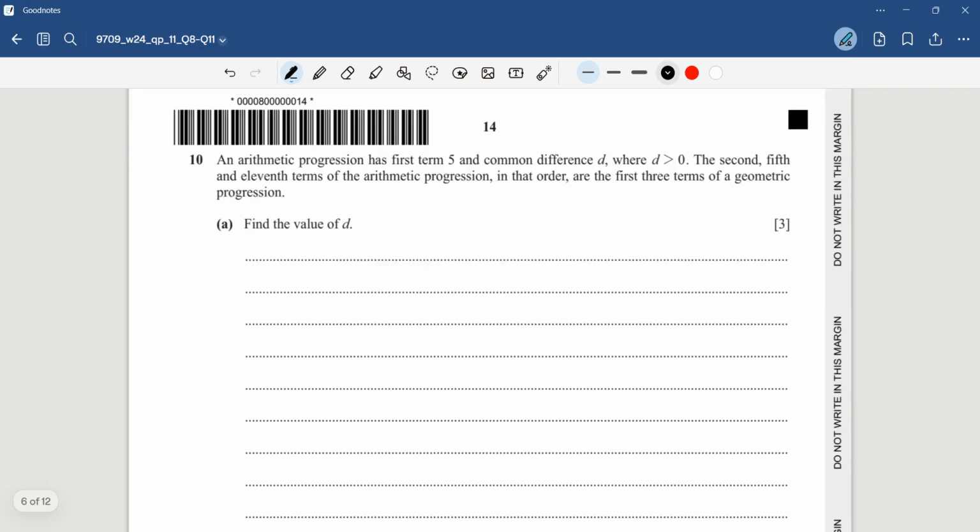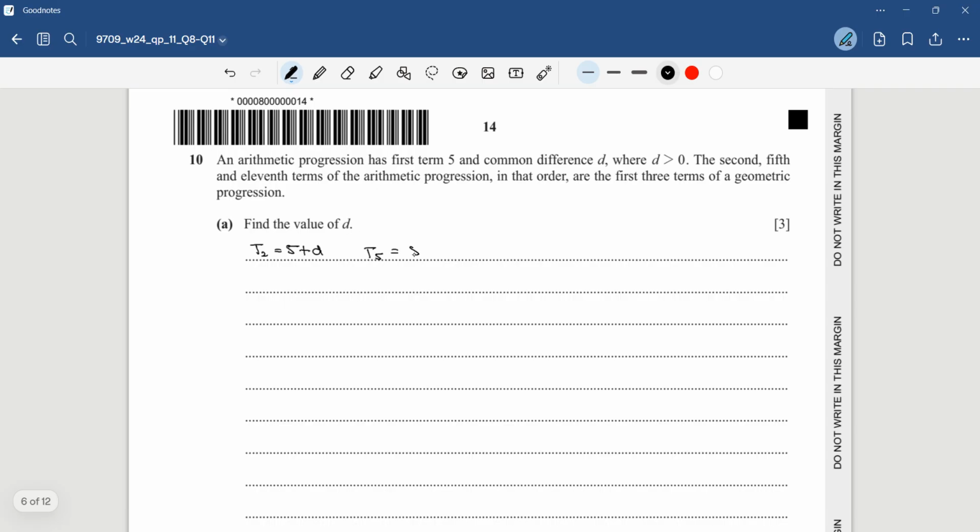Okay. Question number 10. An arithmetic progression has first term a and common difference d. The second, fifth, and 11th terms of the arithmetic progression are, in that order, the first three terms of a geometric progression. So the second term of the arithmetic progression, T2, is equivalent to a plus d.